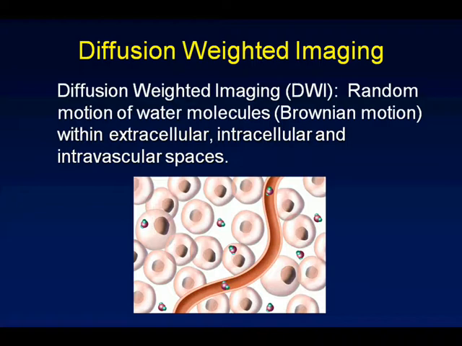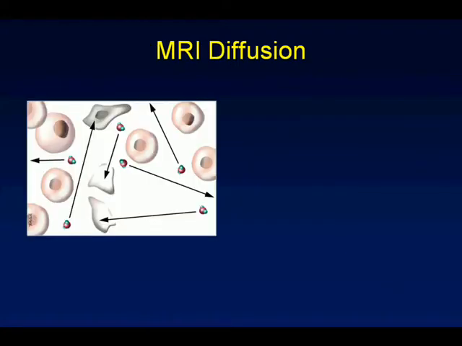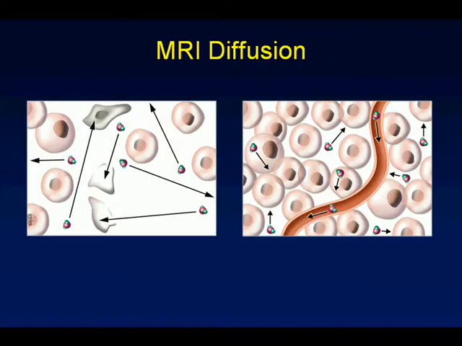So diffusion-weighted imaging is based on random motion of water molecules within extracellular, intracellular, and intravascular spaces. And MRI can detect this motion. So basically the theory of diffusion is that if there are more cells, such as in tumor, or if there's viscous fluid, such as an abscess, the water molecules are not going to move as great a distance as they normally would in normal cellular tissue. So you can actually find areas that have restricted diffusion that could indicate tumor or perhaps even infection.